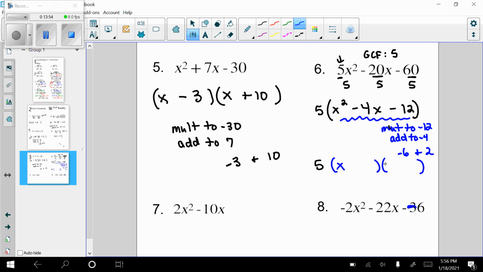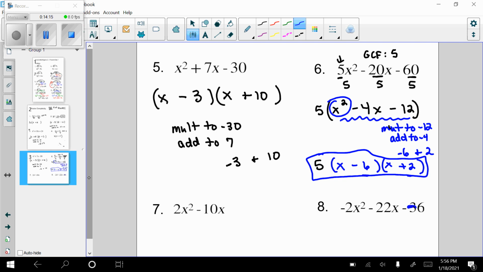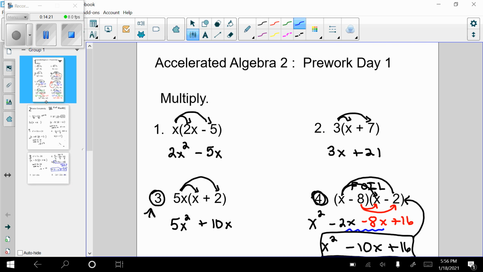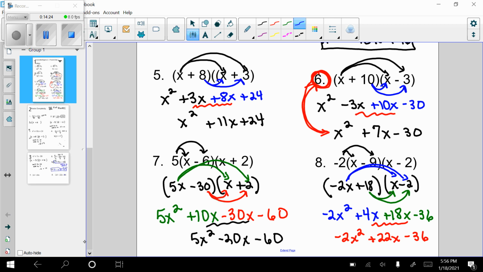So I'm going to have an x and an x to give me the x squared here, and then a minus 6 and a plus 2. So here's where they multiply to negative 12, and then negative 6 plus 2 adds to negative 4. All right, so if you go back and match that one up, I believe it goes back to number 7, right here. So if you remember, I distributed that 5 in there first, and then I multiplied those 2 binomials out, and I ended up with the same trinomial that I had when I factored it.